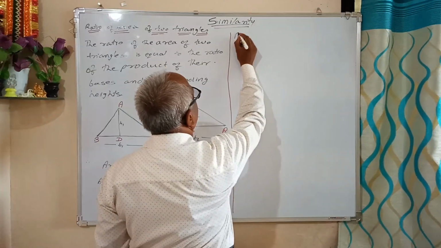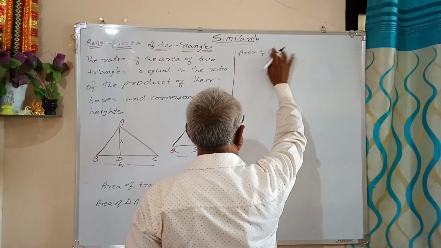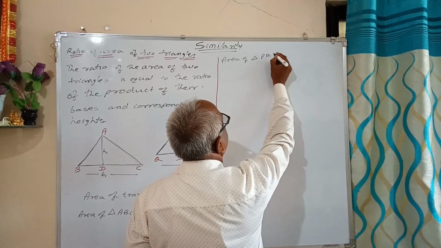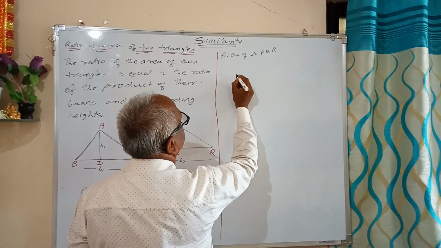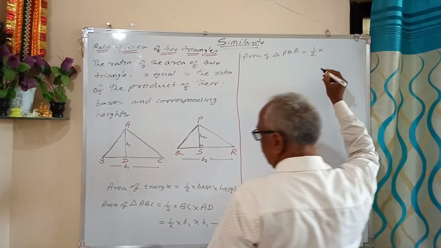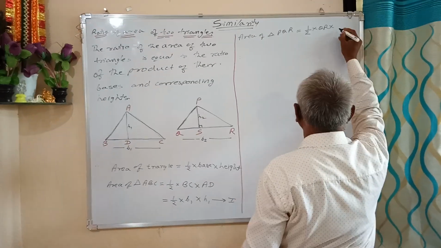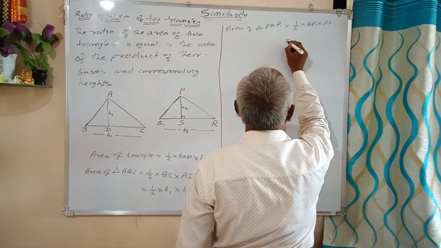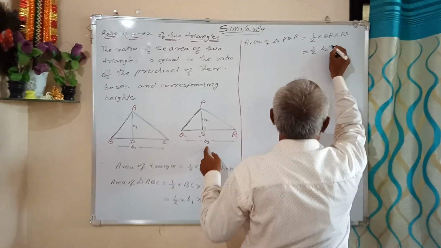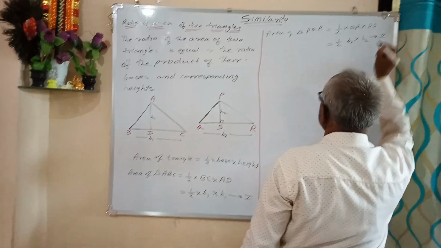Now, area of triangle PQR is equal to half into base, which is QR, into height, which is PS, which is equal to 1 upon 2 into QR, which we have taken as B2, into height, which we have taken as H2. This is equation number 2.